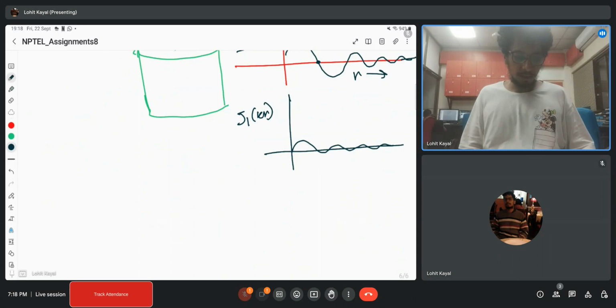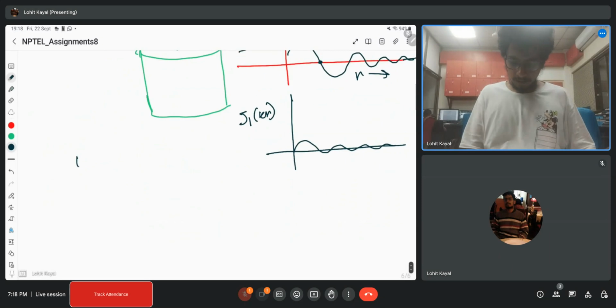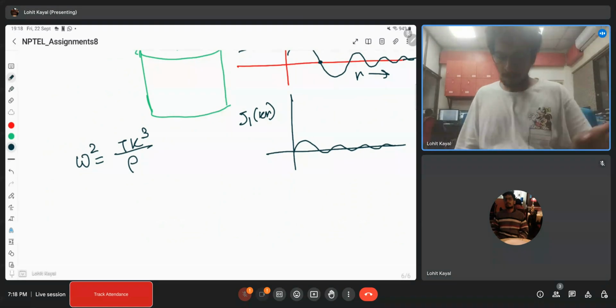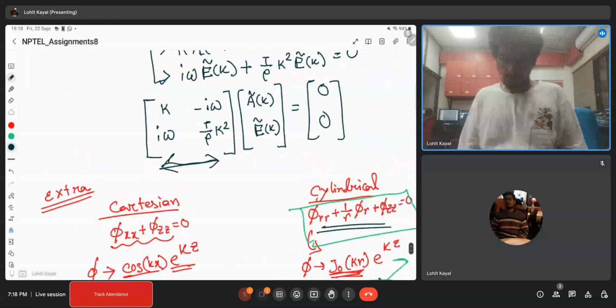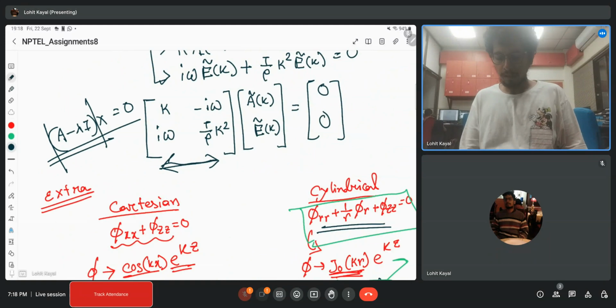If you calculate the determinant, you will find omega squared is equal to Tk cubed by rho. See that it is already in the form (A minus lambda I) x equal to 0. So you just need to calculate the determinant and you will find what is unknown here. Omega is unknown, and you will find what omega is.